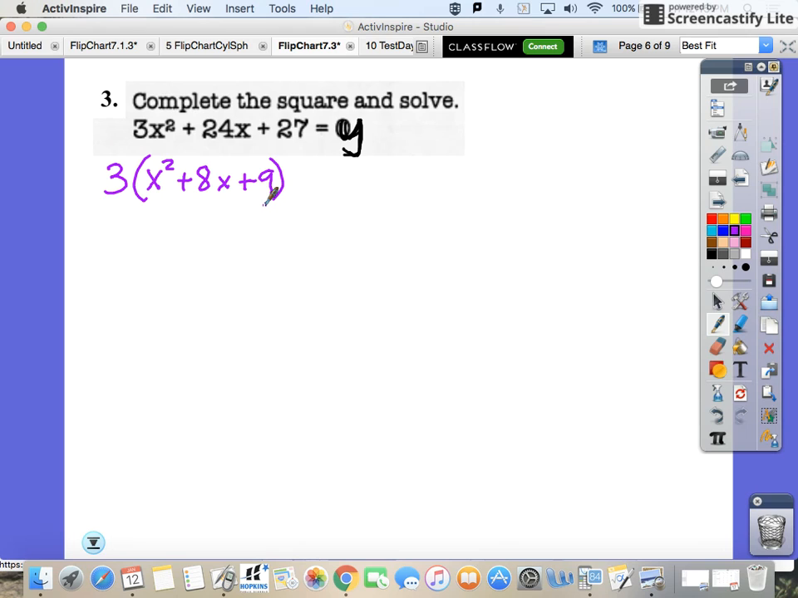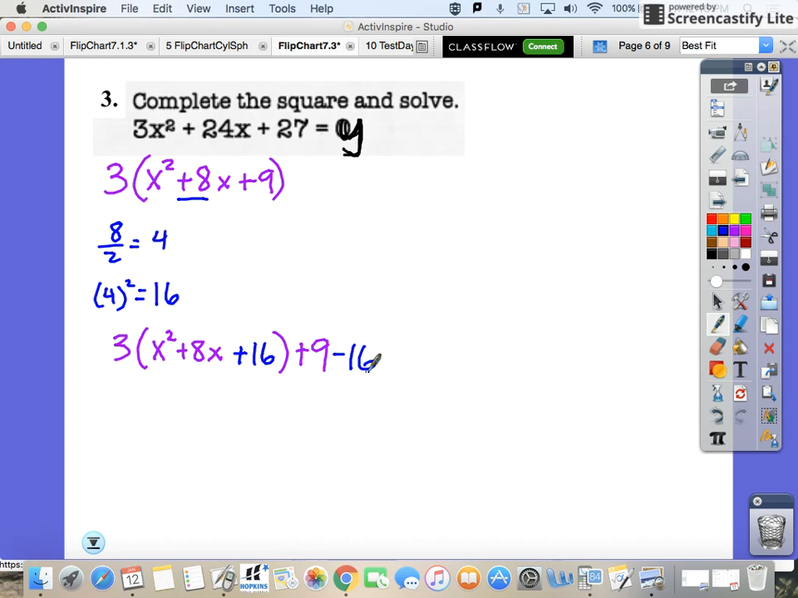Okay? Now, what we're going to do is the next step, where we would previously take our b term, divided by 2 is 4, and then 4 squared is 16. Now this is going to look a little funny, but I'm going to go 3 times x squared plus 8x, and then on the outside, I'm going to do the plus 9. So I'm removing the 9, putting that on the outside, and I'm going to do plus 16 here and minus 16 out here. So I pulled that 9 out. Try not to get confused by that.